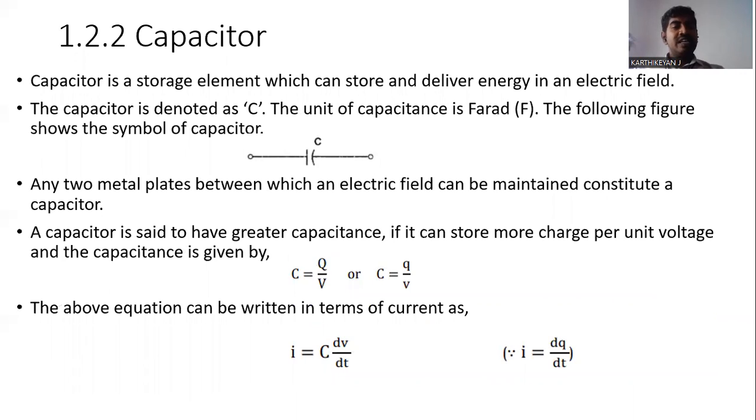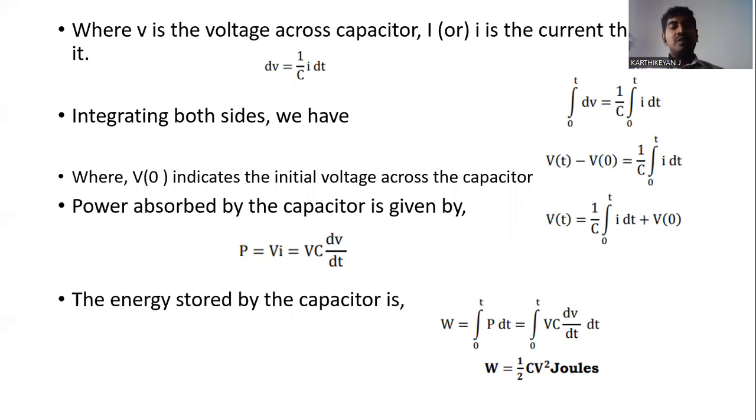The capacitor: two conductors separated by a dielectric medium is known as a capacitor, which has the property of capacitance. That means it opposes the sudden change in voltage in a circuit. The symbol is given in the diagram. So C equals Q by V. The current in the capacitor can be defined as I equals C into dV by dt. The energy stored in the capacitor is given by half CV squared.